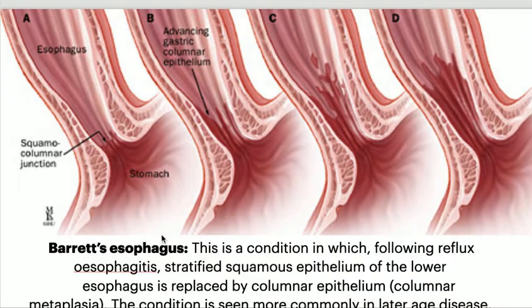Okay, so basically, this talks about reflux, as in the contents of the stomach come into the esophagus, and that causes this reflux disease. If this advances, and here, if you remember, we have stratified squamous epithelium in the esophagus, now this changes into columnar epithelium, that is Barrett esophagus, and may be a precancerous condition.